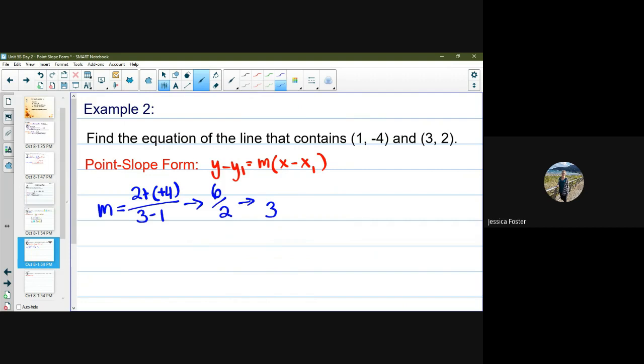I need to pick one of these points. I'm going to pick this first point. You can pick the second point. It doesn't matter which one you choose. Either equation will represent the same thing as long as we have a slope and one of these 2 points.